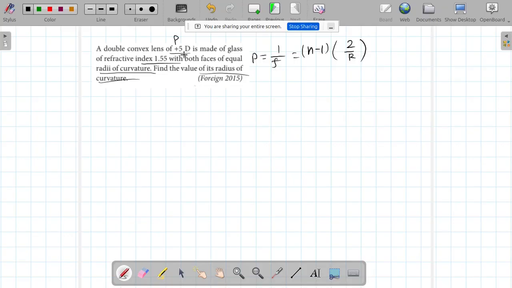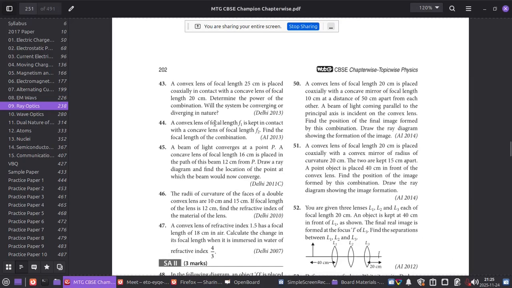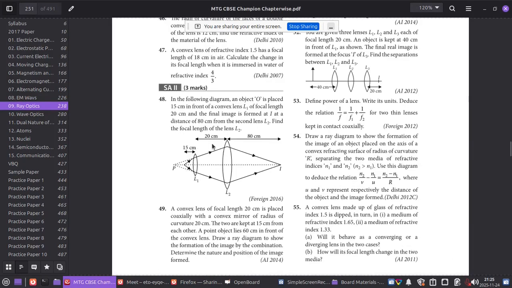Plus 5, and the refractive index, everything is given. So you just solve the problem. It is very simple. I'll go for the combination now.